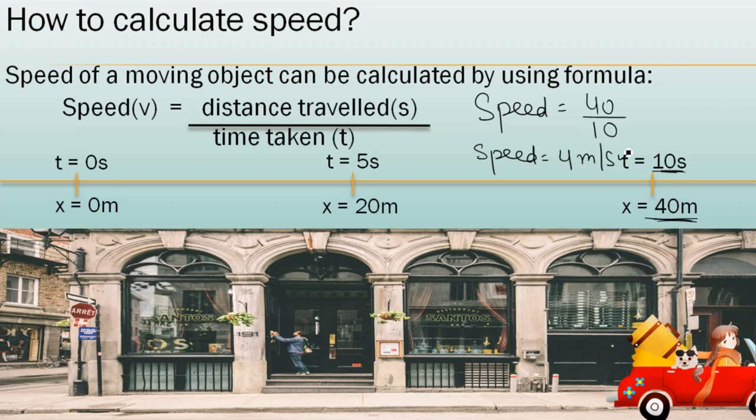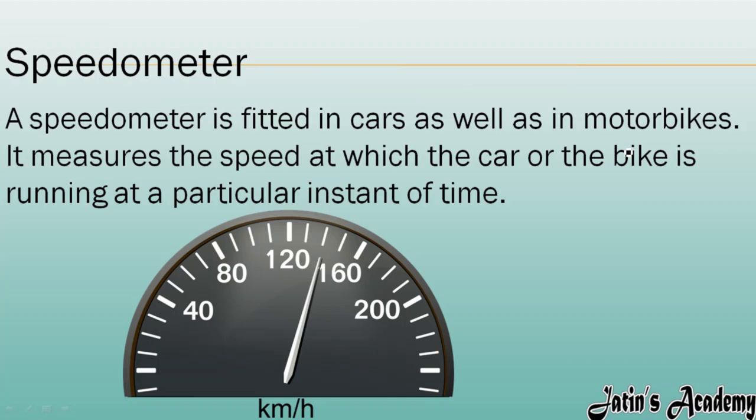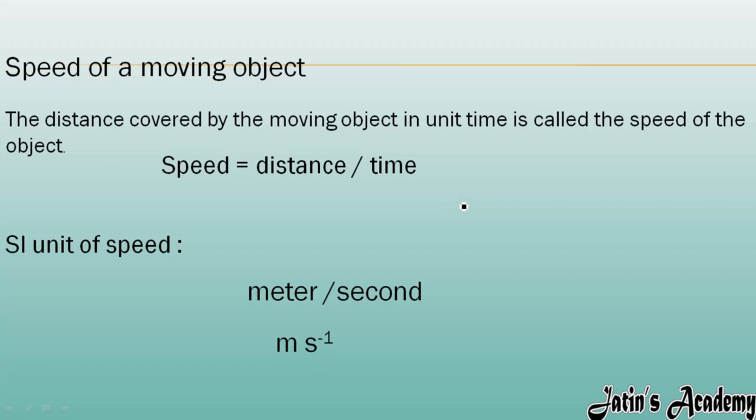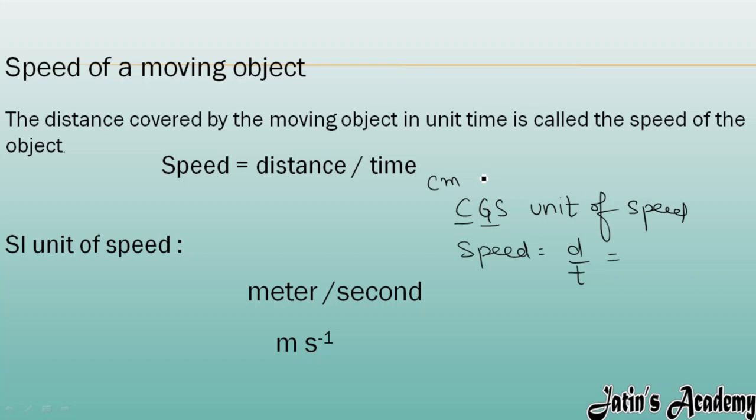One thing more in this speed topic. Here we have discussed the SI unit of speed. Here I want to tell you about the CGS unit of speed also. See how to calculate the CGS unit of speed. We know speed equals distance upon time. In CGS, C means centimeter, G means gram, and S means second.